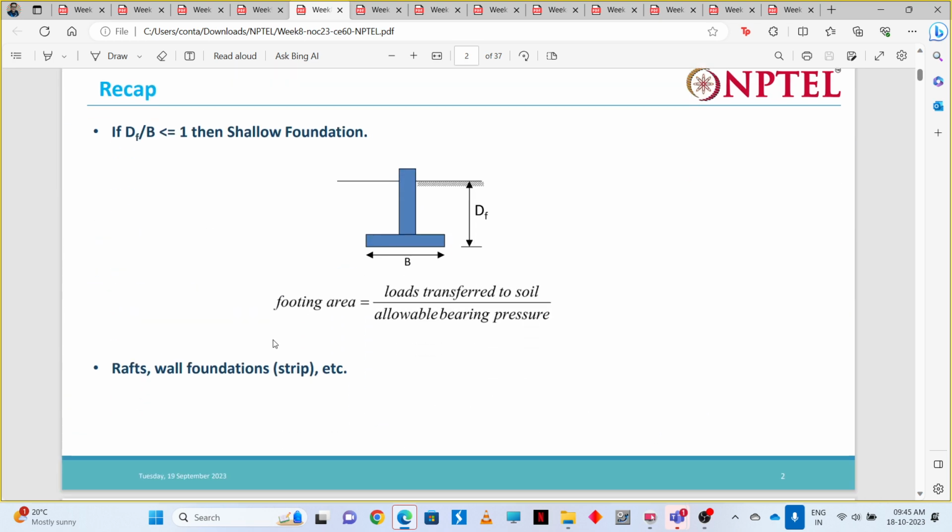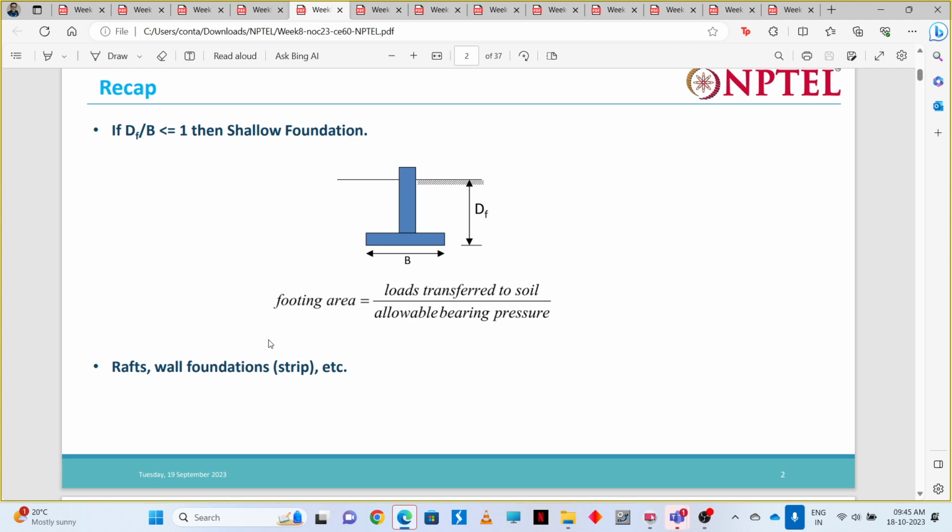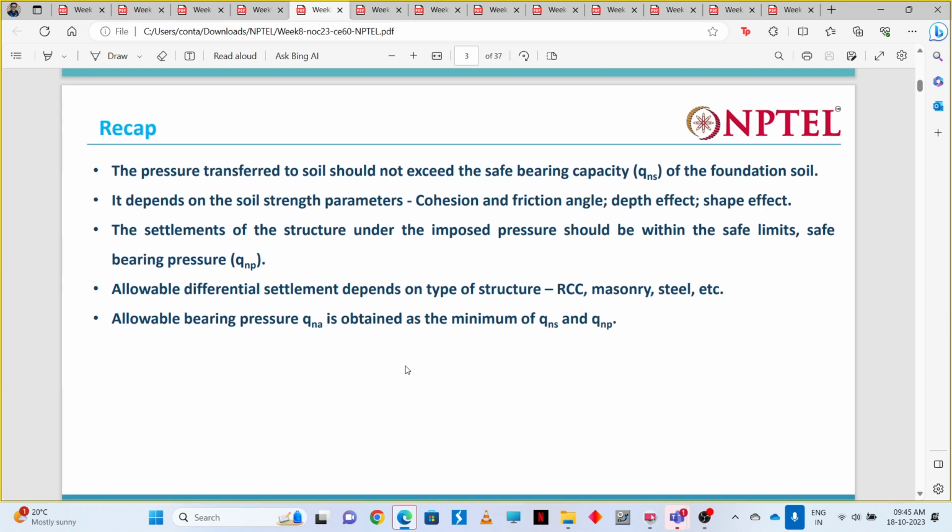So what is a shallow foundation? If the ratio of the depth of the foundation to the width of the foundation is less than or equal to 1, then we call it a shallow foundation. Examples are rafts, wall foundations, etc. And what is a deep foundation? Deep foundations are nothing but piles and caissons.